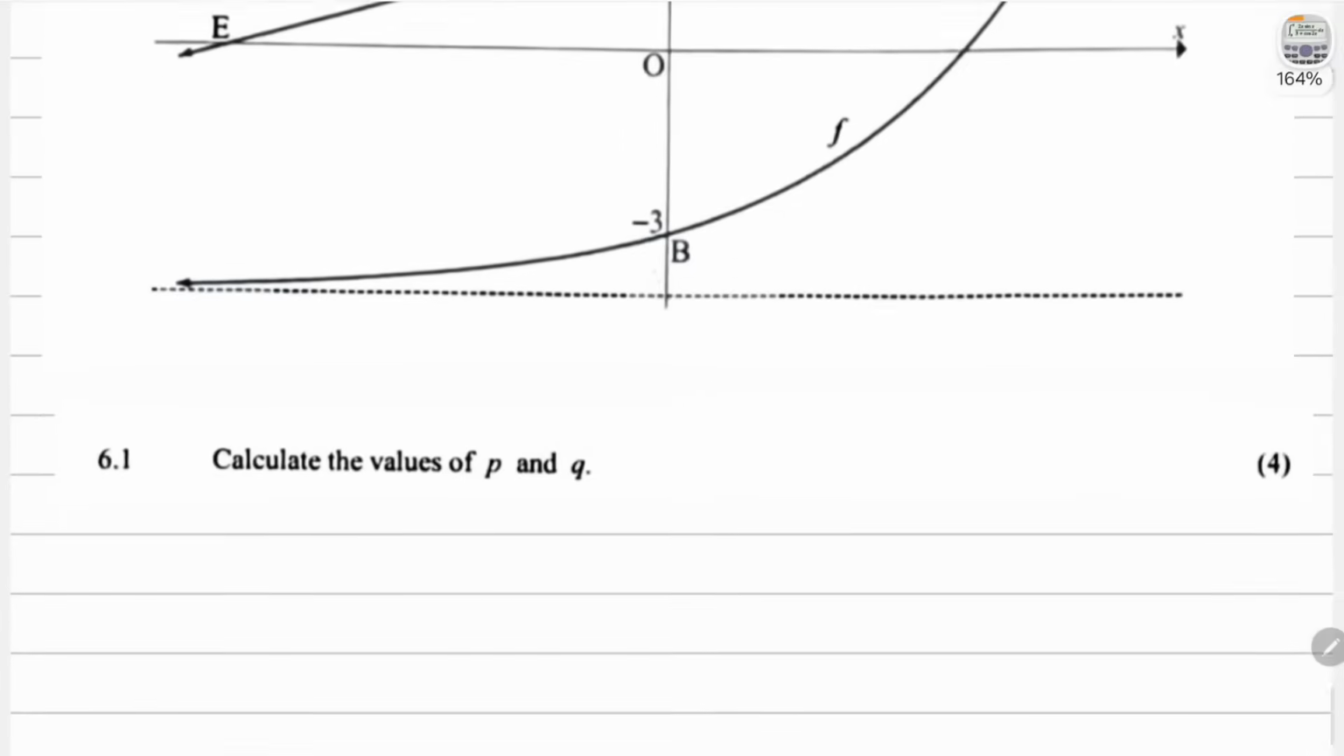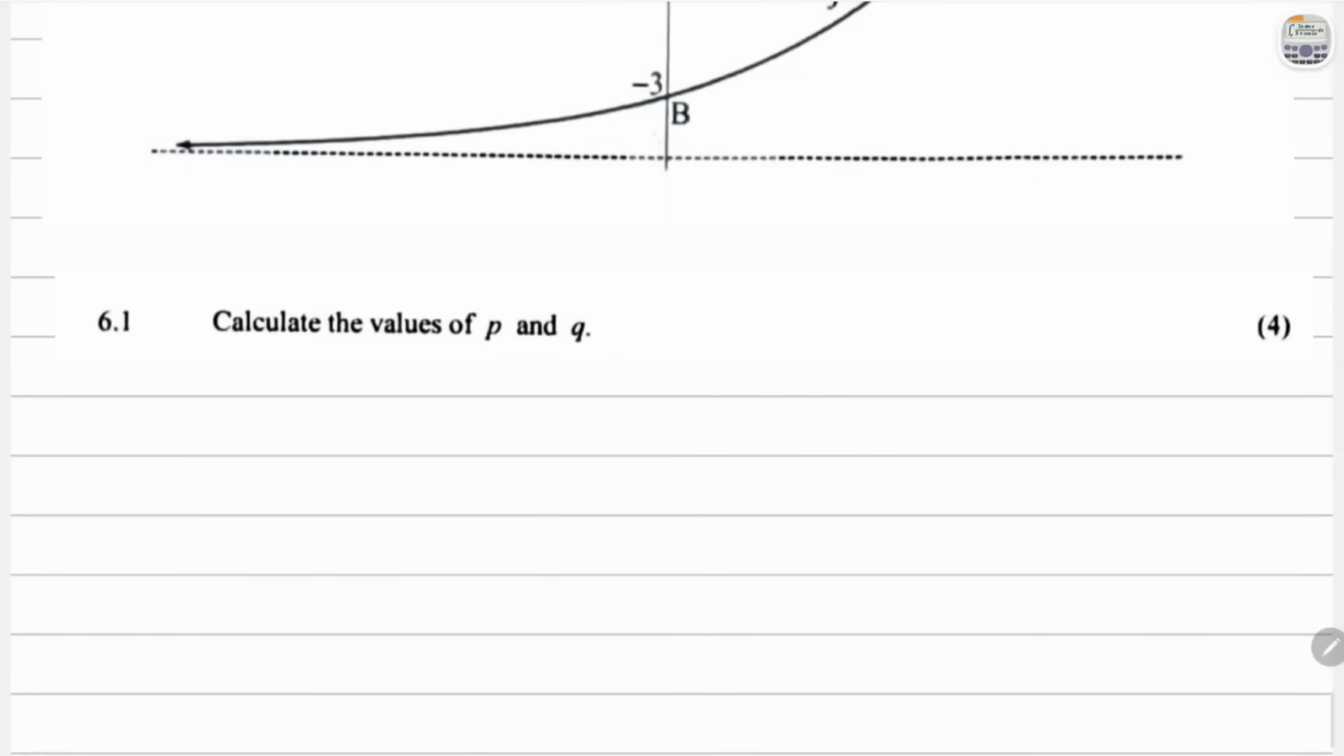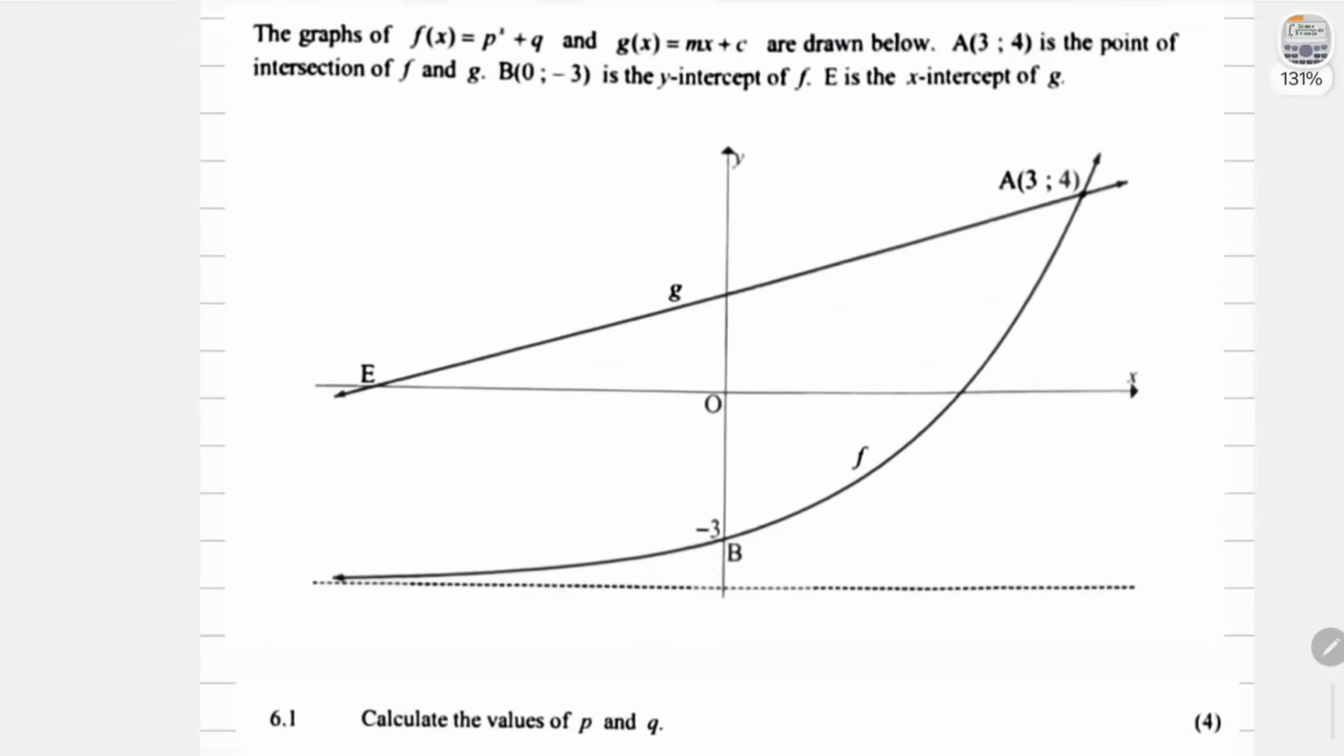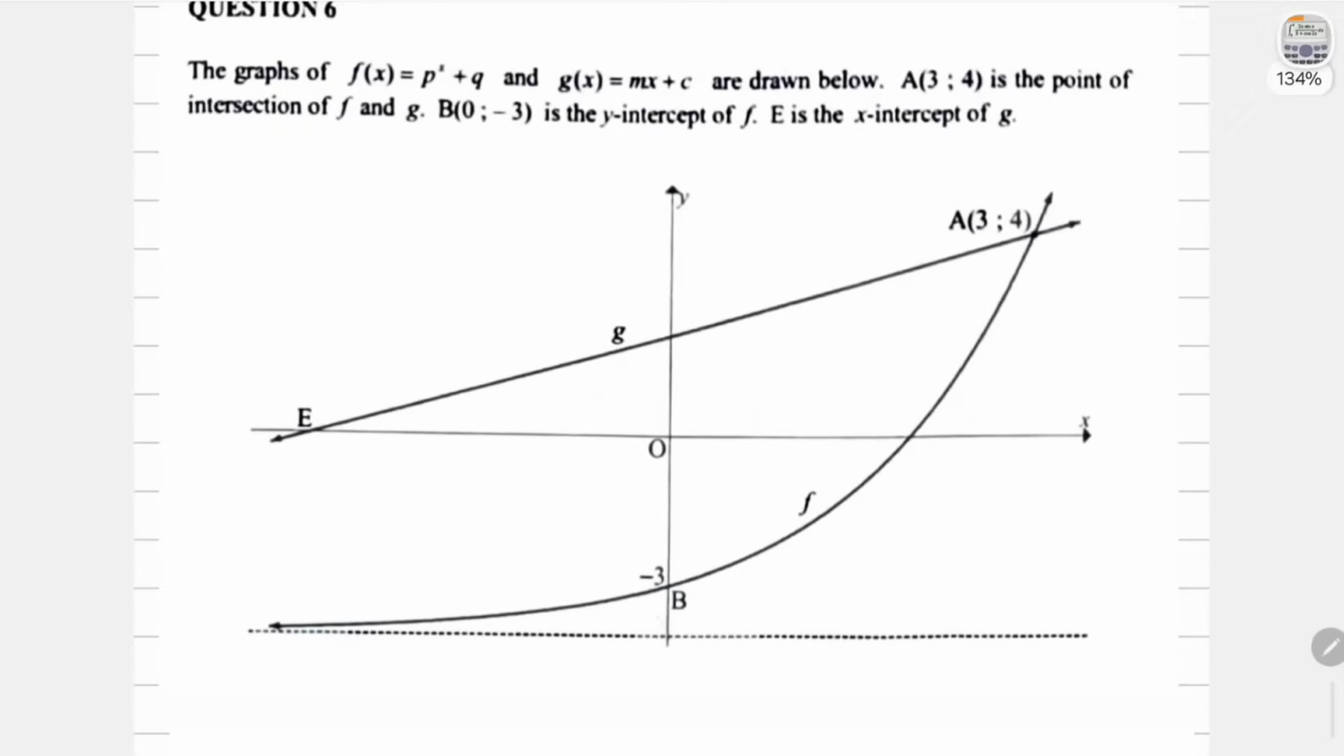And the first question is to calculate the values of p and q. Okay, p and q lie on the exponential function. Let's see what we have. Okay, yeah, we have more than enough information.